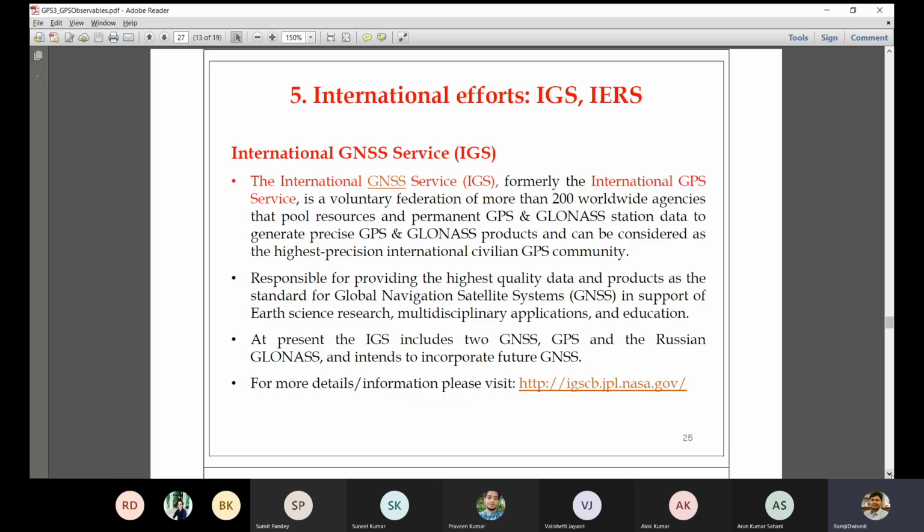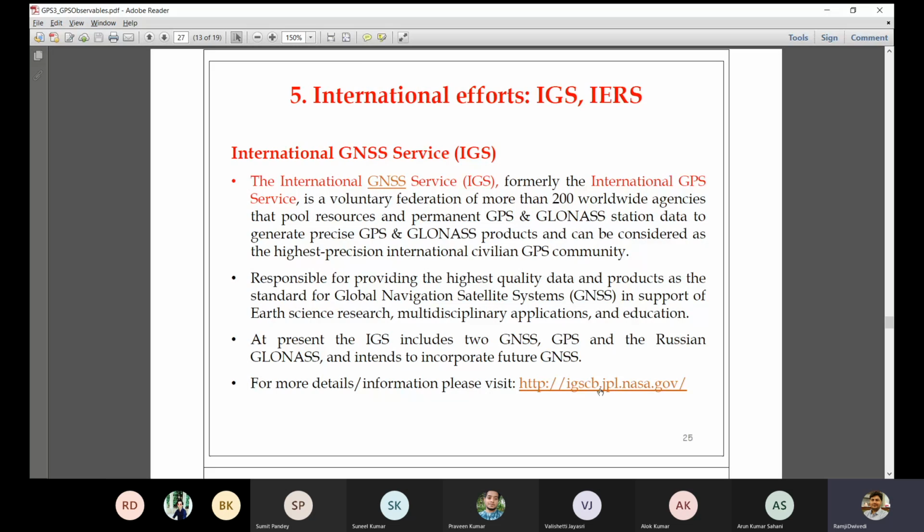Okay, so IGS is responsible for providing the highest quality data and products as a standard for global navigation satellite systems in support of Earth science research, just like we people are doing, multidisciplinary applications and education. At present, the IGS includes two GNSS: GPS and the Russian GLONASS, and intends to incorporate more future GNSS, which include Galileo, QZSS, and some other regional navigation satellite systems.